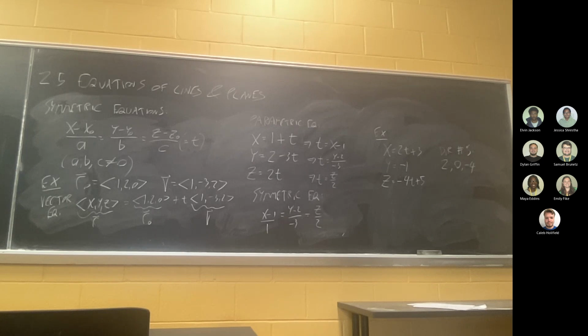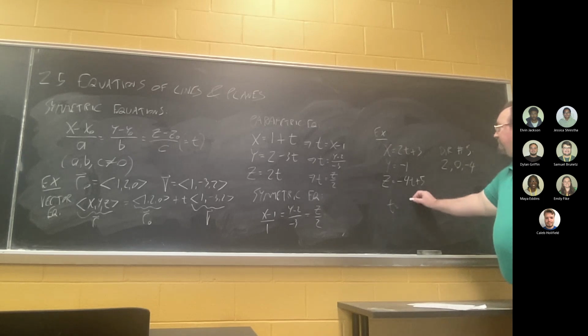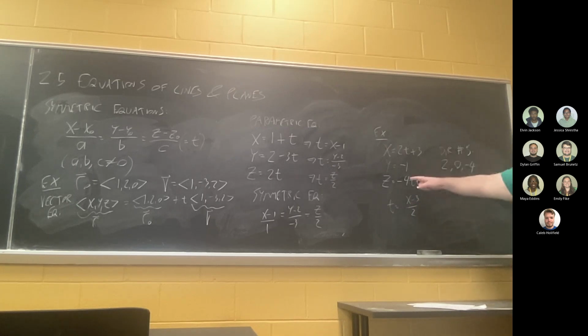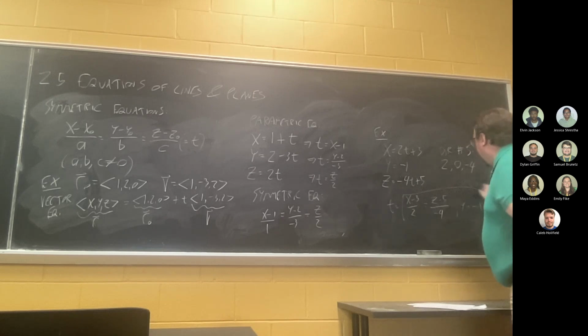So the way you would write a symmetric equation in that case, you can solve the first and last equations for t. So you have t is equal to x minus 3 over 2, so that's no problem. And we also have z minus 5 over minus 4. But you can't equate it to a similar fraction involving y. So you have to stop the symmetric equations here, and then you just say off to the side, y is equal to minus 1.